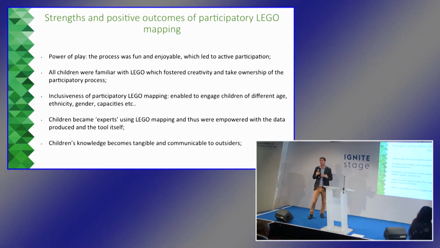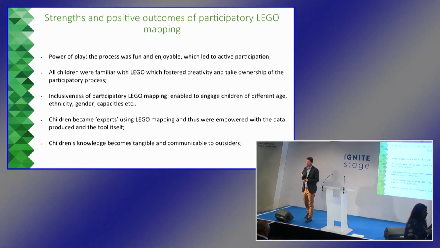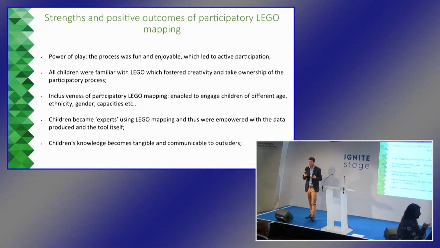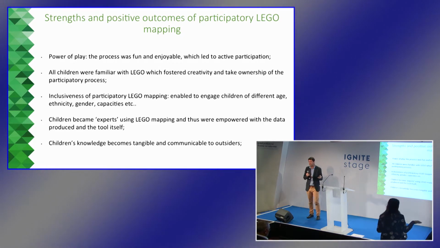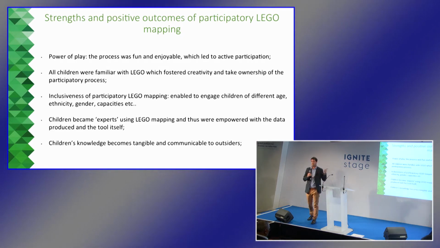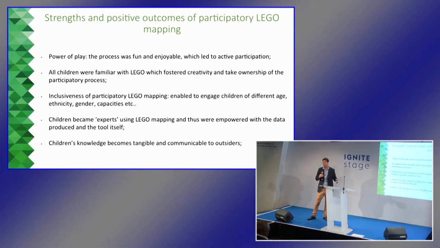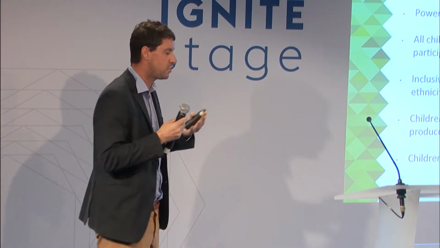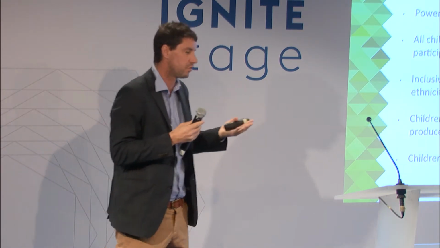The other aspect was inclusiveness. We had kids who had learning difficulties. We had girls, boys. We had different ethnicities as well in the class, different cultures and backgrounds. So we found that this tool worked very well to involve everyone. Everyone could participate. Everyone had a form of knowledge, input in the participatory mapping process with Lego. And so this was very important because obviously that's one of the key aspects when you deal with DRR, involving everyone.